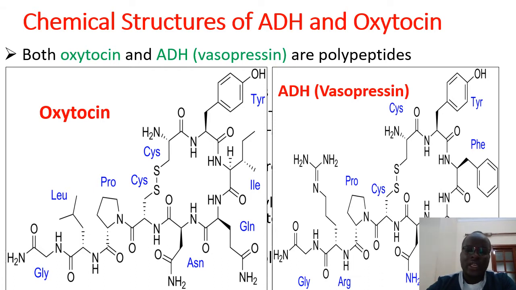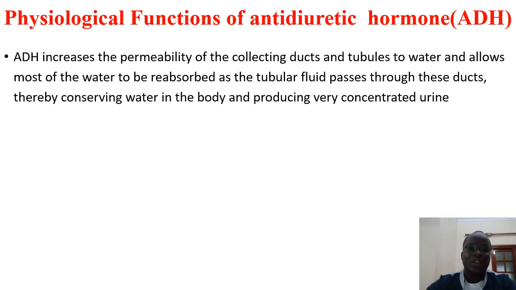So it's called ADH or vasopressin, dependent on the receptors it's attaching to, whether it's V1 receptor or V2 receptor. V1 receptor in the cardiovascular system is referred to as vasopressin. If it goes and binds to V2 receptors in the epithelium of the kidney nephron, then it's referred to as ADH, antidiuretic hormone. So what are the physiological functions of antidiuretic hormone?